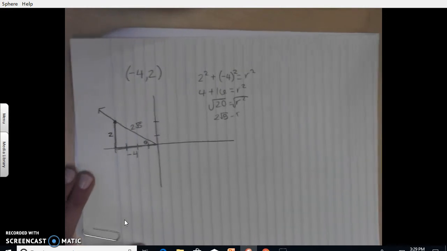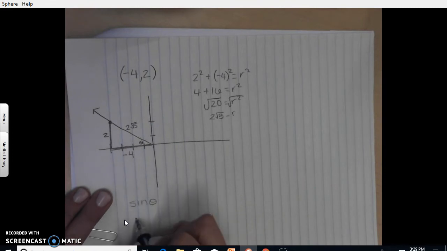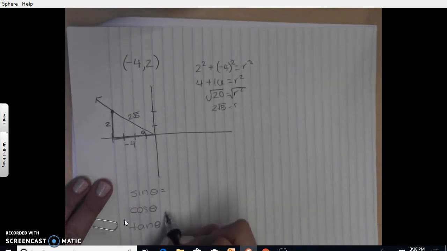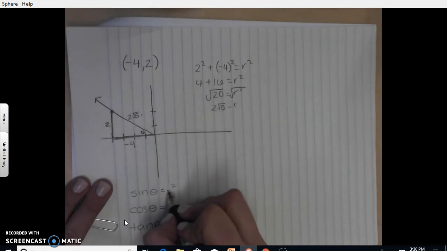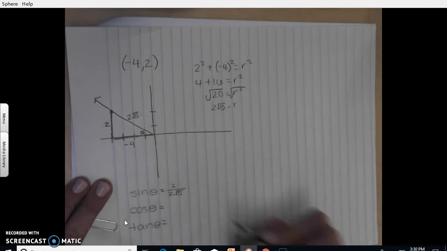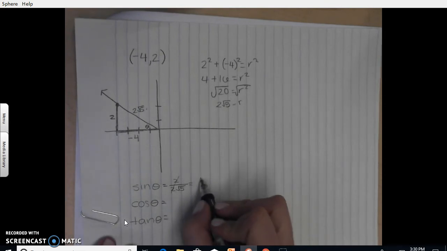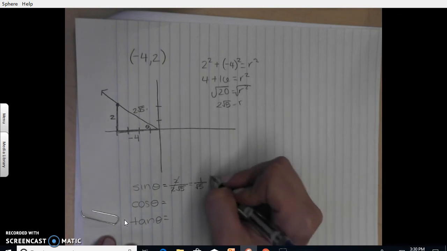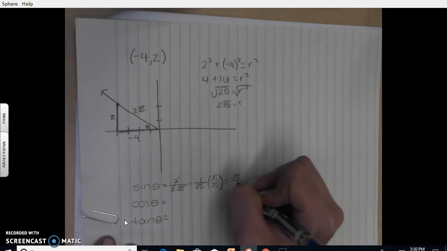In order to find the sine, cosine, tangent, we use this triangle. Sine, opposite over hypotenuse. 2 over 2 root 5, I'm sorry. 2 over 2 reduced to 1, which is equal to 1 over root 5. Multiply by root 5 in our numerator and denominator, and we get root 5 over 5.